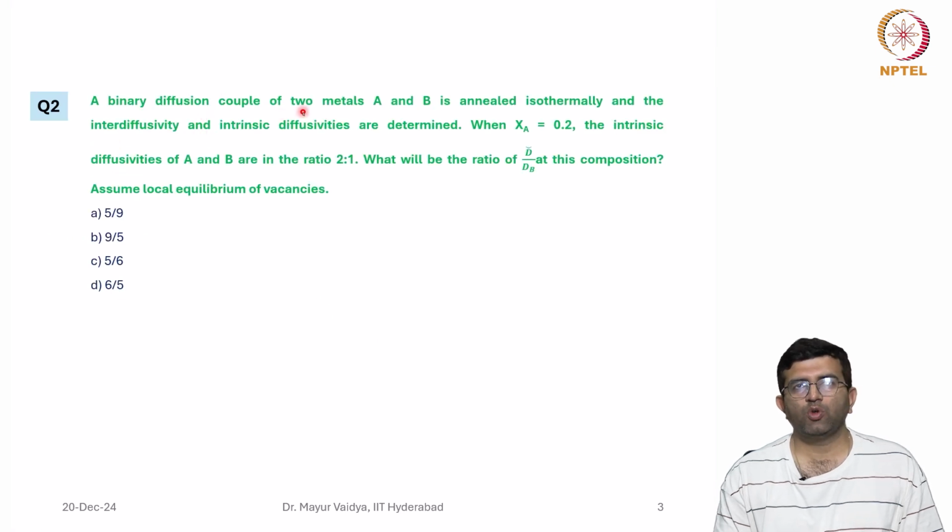A binary diffusion couple of two metals A and B is annealed isothermally, and the interdiffusivity and intrinsic diffusivities are determined. When XA is equal to 0.2, the intrinsic diffusivities of A and B are in the ratio 2:1. What will be the ratio of D tilde, which is the interdiffusion coefficient, to DB at this composition? Assume equal local equilibrium of vacancies.